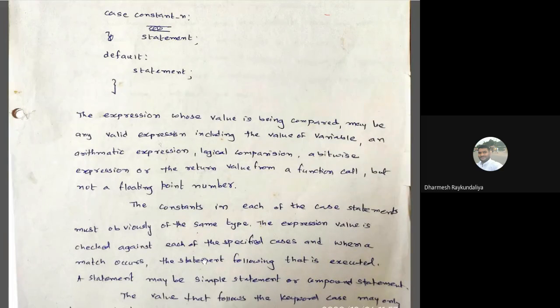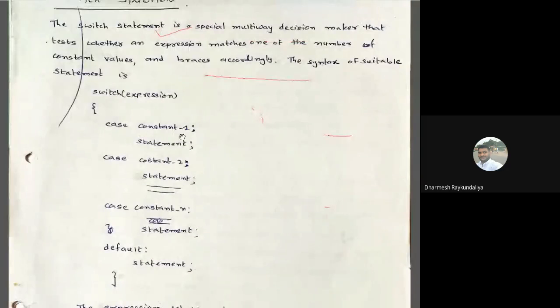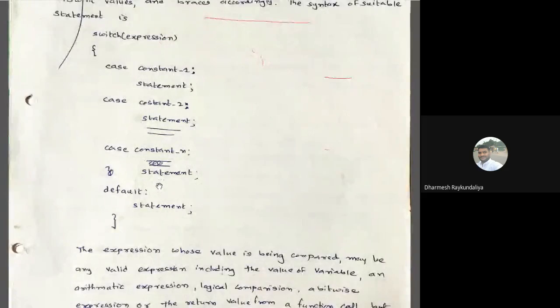The expression value is checked against each of the specified cases, and when a match occurs, the statement following that is executed. So what happens? Whatever value you have given to the expression, that expression value will be matched with any one of the constants. As soon as the match occurs, suppose the match occurs on constant 2, immediately the statement following case 2 will be executed.